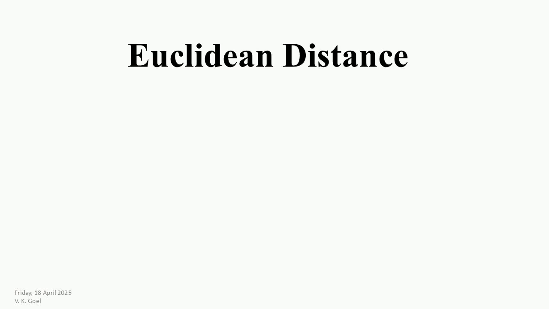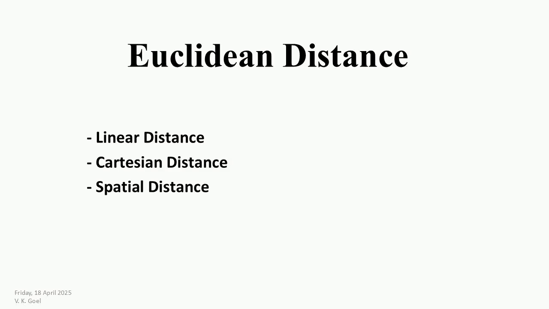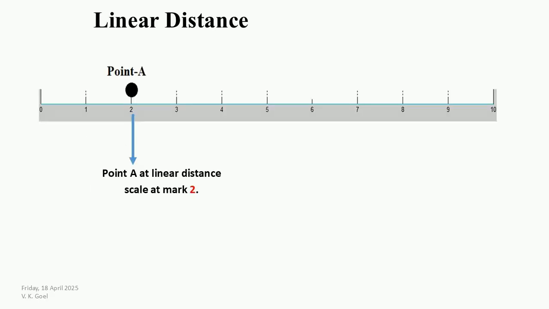Euclidean distance is one of the popular properties, while developing the algorithm, to create clusters in the given data set. Before we jump to Euclidean distance, it is important to know about linear distance, Cartesian distance, and spatial distance. Linear distance is the simplest one.